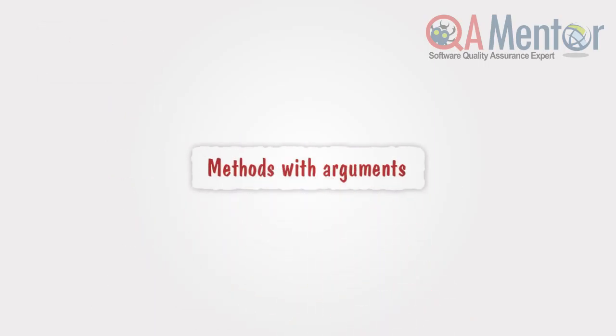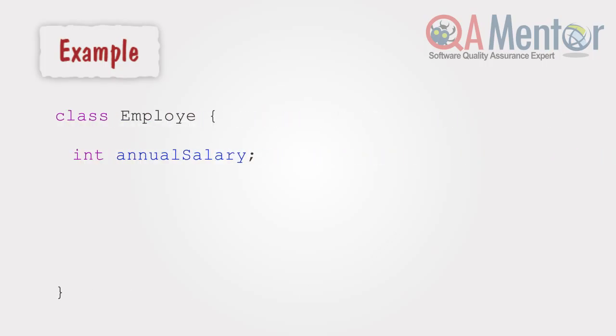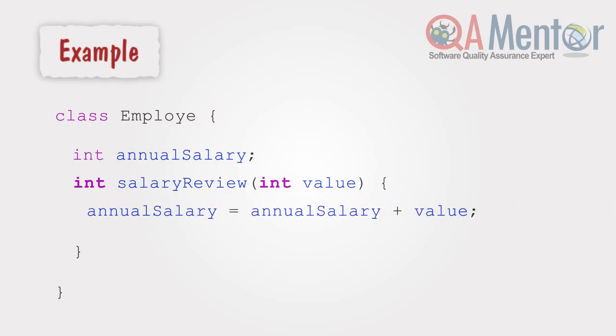Also, methods can be declared with arguments. That means that you can pass some variable or variables of particular data type to a method, and within the method you can use these values. Let's add an extra property to the employee class, annualSalary. Now we can create a new method, salaryReview. It takes an integer argument and returns an integer value. Inside of the method, we change the annualSalary value according to the argument. In the result, we return the updated annual salary. That's how methods can be used in Java.